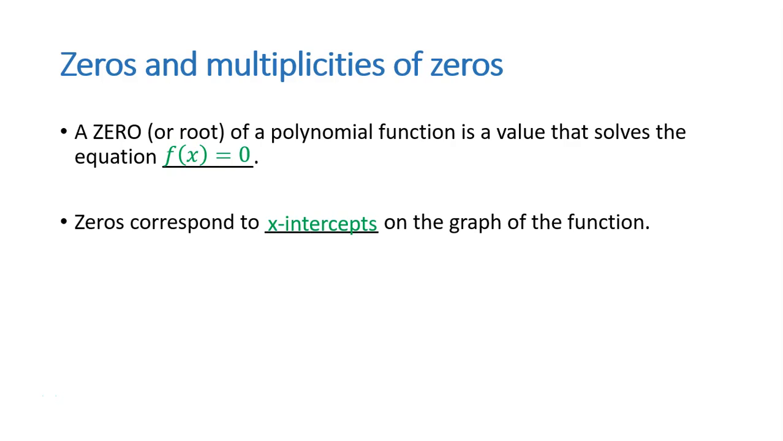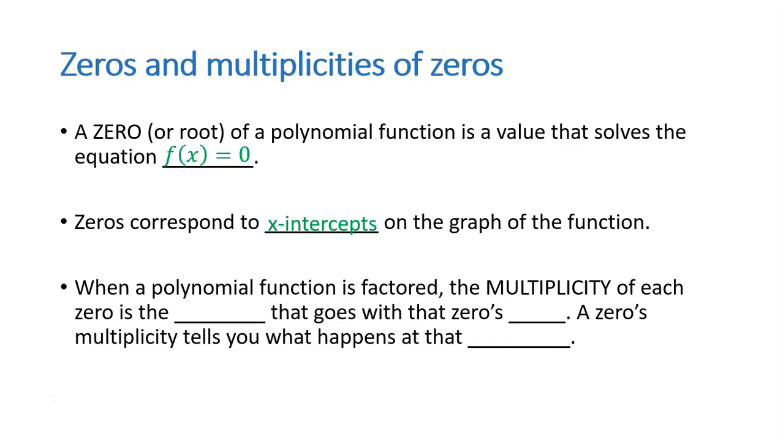Between the tails, the most we can really determine is where our intercepts lie. So we determine our end behavior and we determine our x-intercepts, and we've essentially got the major components of any graph. So what do we mean by multiplicity then? Our zeros represent x-intercepts. What do we mean by multiplicity? Well, when a polynomial function is factored, which is typically what we have to do to solve something of the form f of x is equal to 0, the multiplicity of each zero is going to be the exponent that goes with that zero's factor.